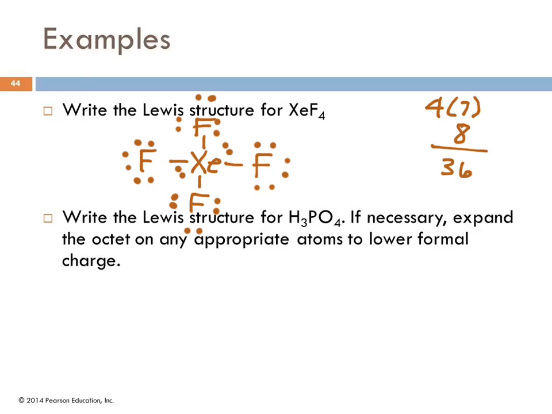That gives xenon an expanded octet. Is that possible for xenon? What group is he? What period is he in? Period 5. He can handle it. He's big enough to handle an expanded octet. What are the formal charges? They're 0 on everything. Very reassuring when all your formal charges come out to be 0.